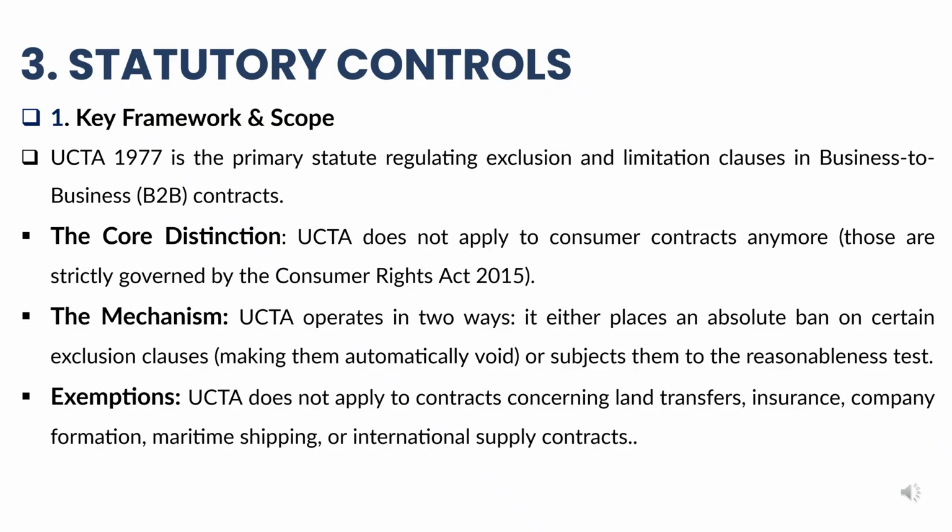Next, you need to critique the mechanism of the Act. Explain to the examiner that UCTA doesn't just evaluate fairness arbitrarily, it operates using two distinct statutory mechanisms. Depending on the type of breach being excluded, UCTA will either place an absolute ban on the clause, rendering it completely void as a matter of law, or it will subject the clause to the reasonableness test, where the court actively evaluates the fairness of the term at the time the contract was made.